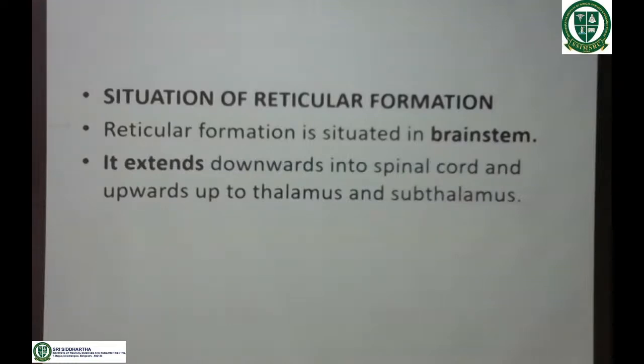So, where is the reticular formation situated? It is situated in the brainstem. It extends downwards into the spinal cord and upwards up to the thalamus and subthalamus. So, it is from thalamus and subthalamus up to the spinal cord.